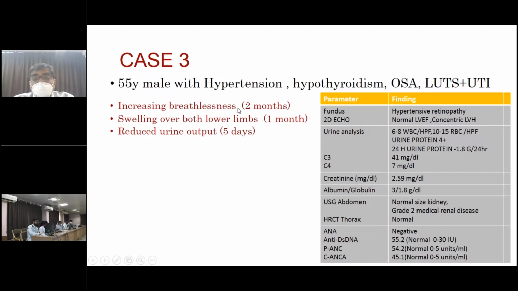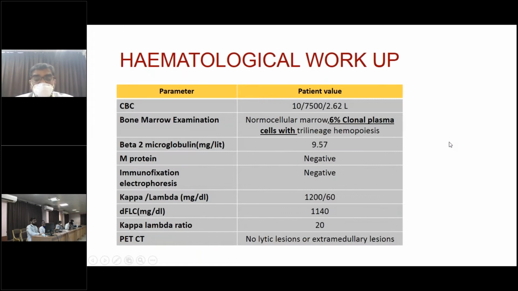On further history, the patient had hypertension spanning 20 years, was a known hypothyroid on 75 micrograms replacement dose, had a history of obstructive sleep apnea syndrome, and also presented with an active urinary tract infection. On working up for the underlying cause of the renal injury, because on ultrasound examination the patient had normal sized kidneys, since we have a close working relationship with our nephrology colleagues, they asked us to work up for a possibility of an underlying plasma cell disorder.